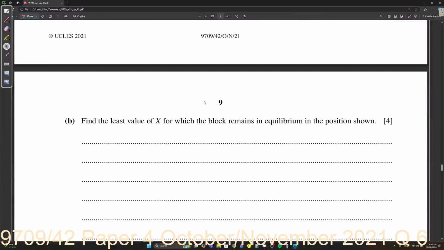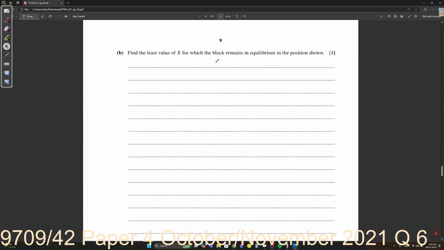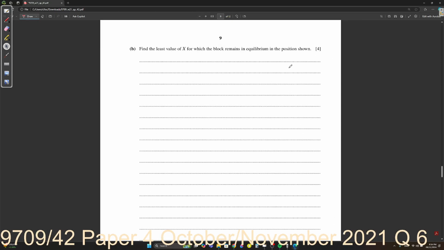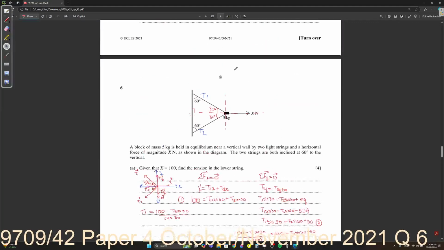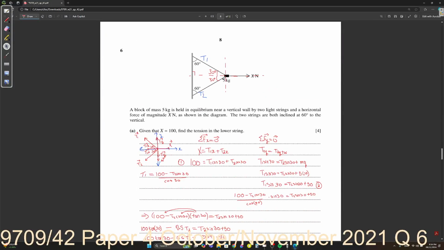Okay, find the least value of x for which the block remains in equilibrium in the position shown. So this one really took me a while to understand, but basically over here, x is balancing out 2 forces, right? It's balancing out this force here and this force here. Obviously, to decrease the amount of x needed to balance out the forces, I would have to decrease the forces over here. So you would ask yourself, the least amount of force I would need to balance out is if instead of having 2 forces, I only have 1 force.